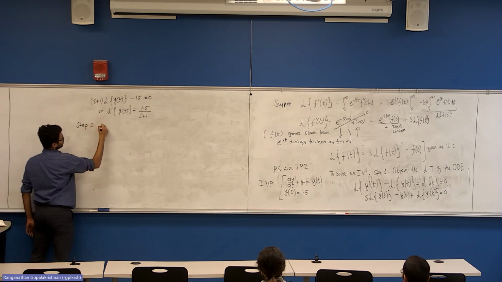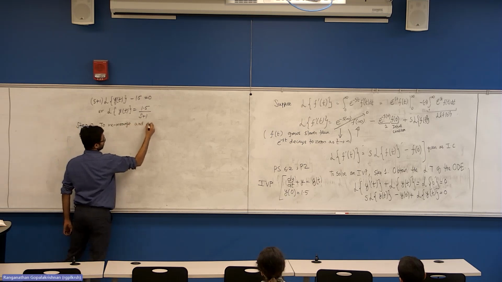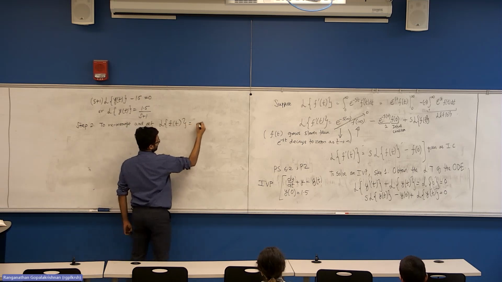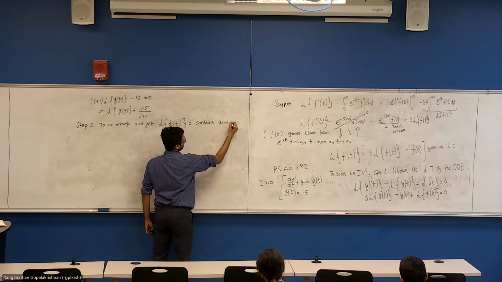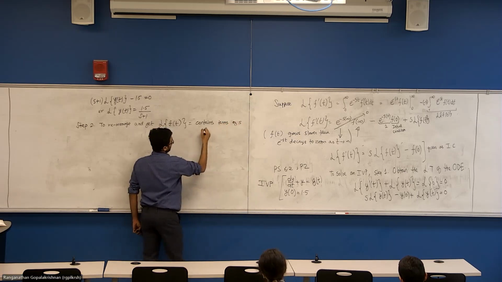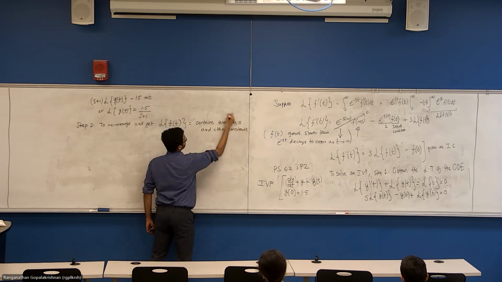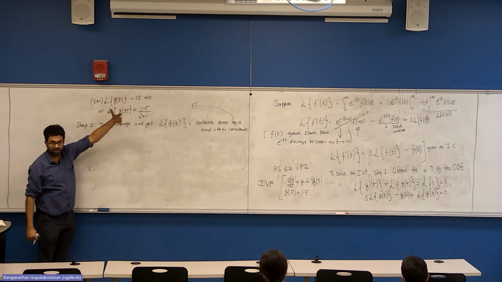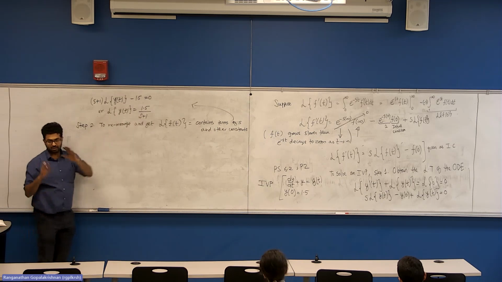Step 2 is to rearrange and get Laplace transform of f of t equal to the right hand side containing terms of s and other constants. So like we rearrange the 1.5, which is a parameter like the initial condition, and we have s plus 1. In a more complicated ODE, there could be more terms, but in essence, the process is this.